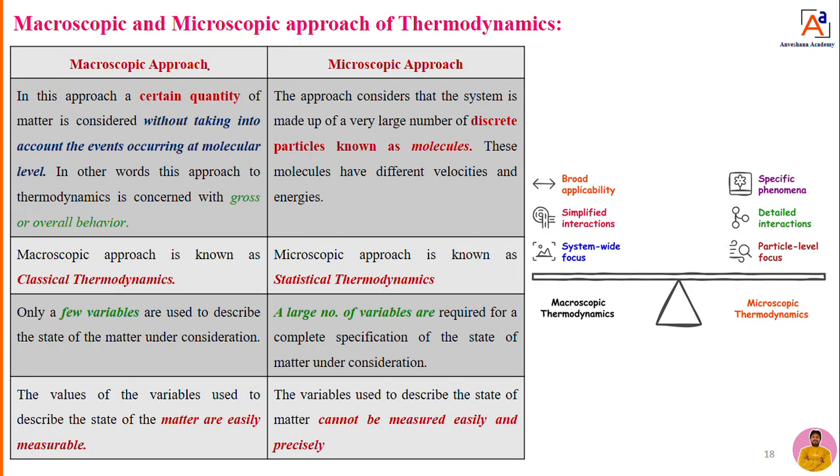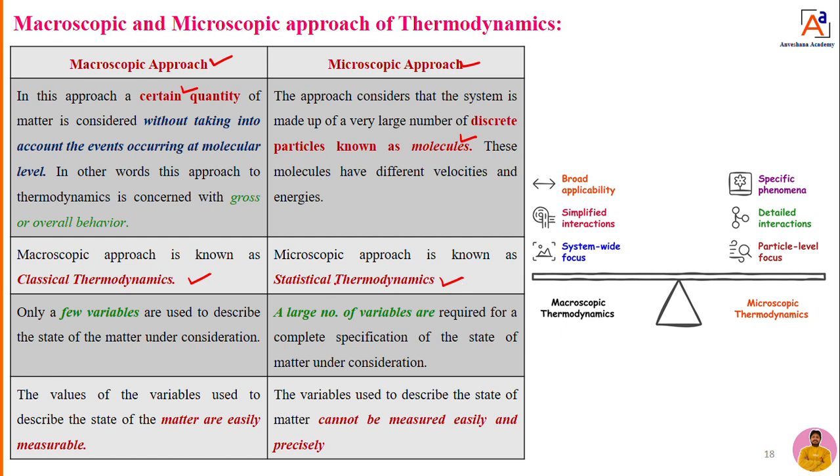We will study the difference between macroscopic and microscopic approach. Okay, macroscopic is nothing but what? This is a thermodynamic approach in which a certain quantity of matter is considered for the study. But in microscopic, individual molecules are considered for the study. This macroscopic approach we can call a classical approach. The microscopic we can call a statistical approach.